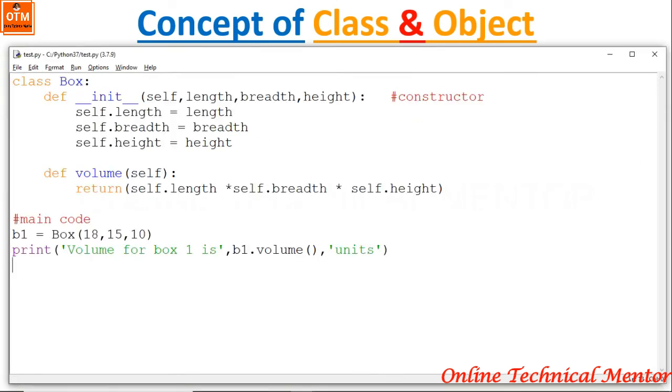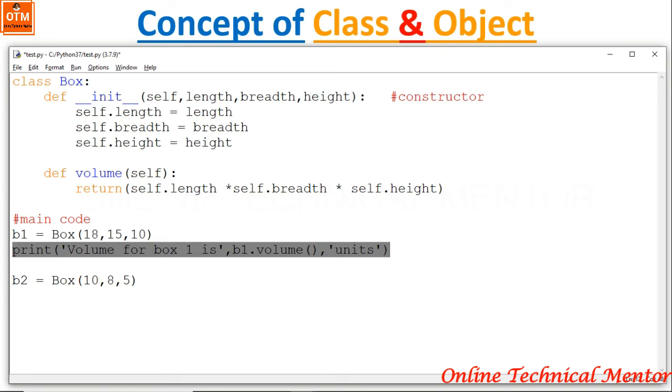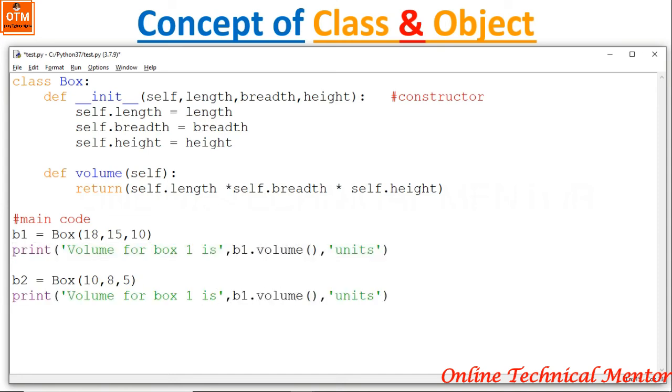Now we can create multiple objects of the same class. If I want to create another box, for that I have to write b2 equal to, again calling the same class with different values. This time I'm writing length, breadth, height as, say, 10, 8 and 5. Now let's copy this line. So the volume for box 2 is b2.volume.